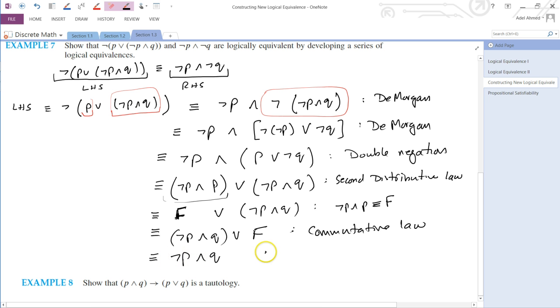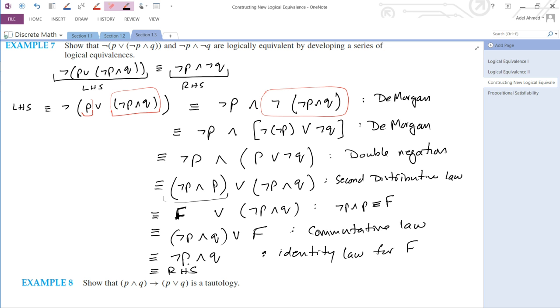Which formula did we use? We used the identity formula, so the identity law for F. And if you notice, this is basically the right hand side, so we can say this is equivalent to the right hand side, and hence we have proven that these two are logically equivalent.